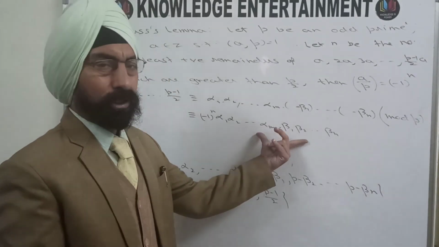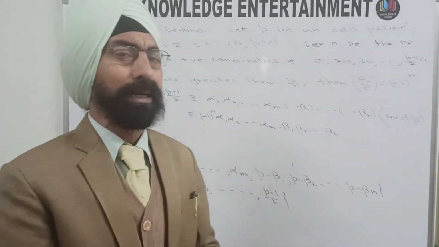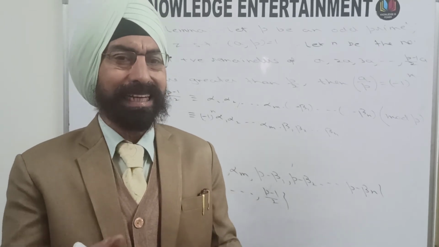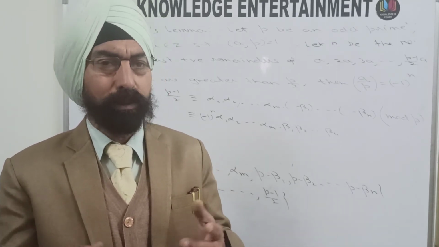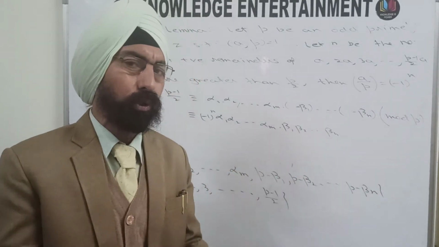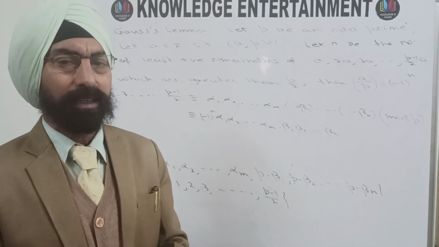Now look at these numbers, alpha 1, alpha 2, alpha m, beta 1, beta 2, beta n. These are the remainders obtained when you have divided the numbers a, 2a, 3a, 4a and so on up to p minus 1 by 2 times a by p. So each of these numbers is congruent to some of the numbers from the set a, 2a, 3a up to p minus 1 by 2 times a modulo p.